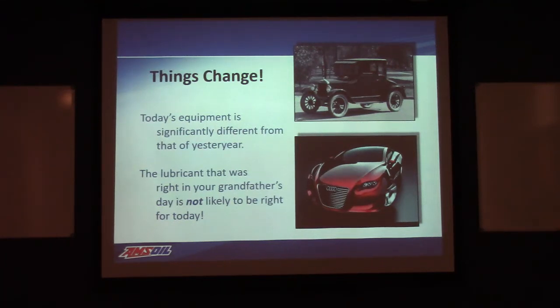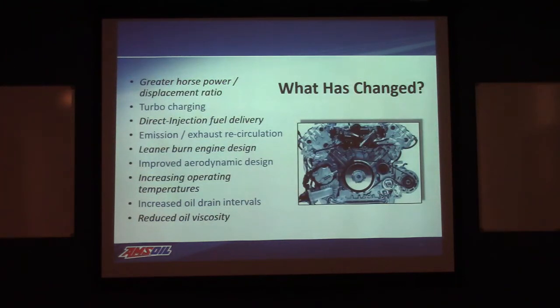Today's equipment is significantly different than what we saw just even a few years ago. And the lubricants that were used 5-10 years ago, in many cases, probably aren't adequate to take care of the needs of the equipment that's available today. What type of changes have we seen? Well, we're seeing a lot greater horsepower out of the smaller engine sizes. We're seeing turbocharging being added to many engines. Why did they do that? Try to increase volumetric efficiency and get more horsepower, more ponies out of smaller engines.